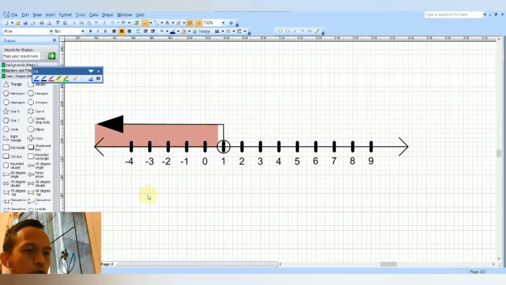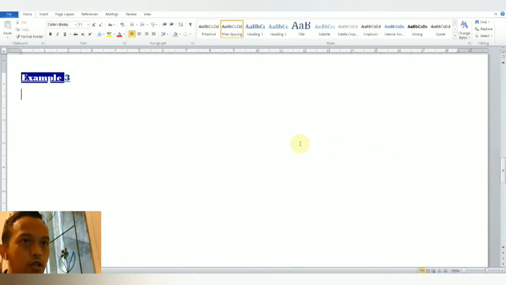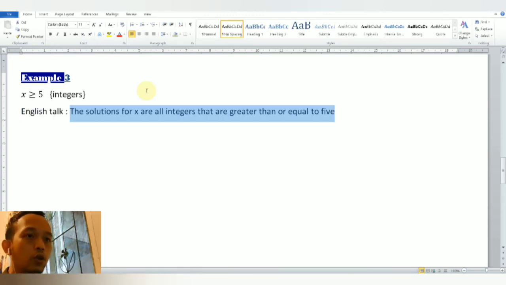And then let's go to the original question. So yeah, on the number line, I will play with the domain now. How if I use the previous problem, but the domain I set to integers, not real numbers. So your solution must come from the set of integers. In English, this inequality statement says the solutions for x are all integers that are greater than or equal to 5. All integers.